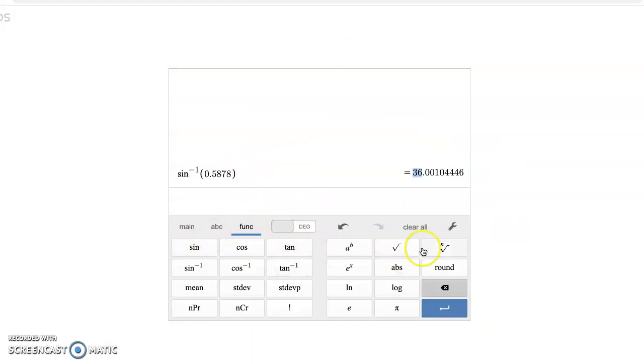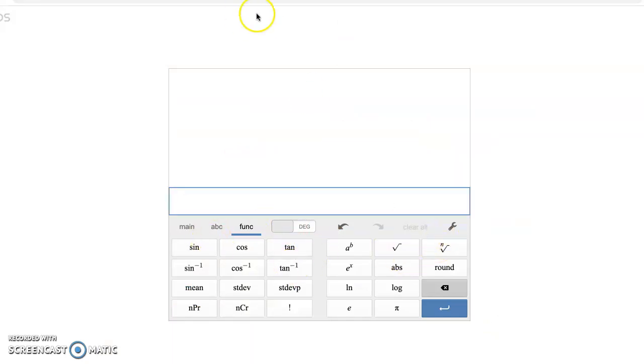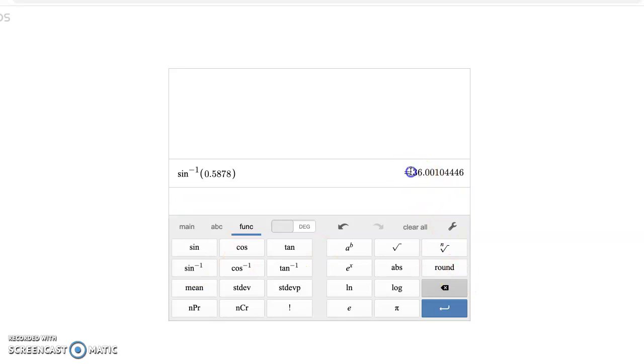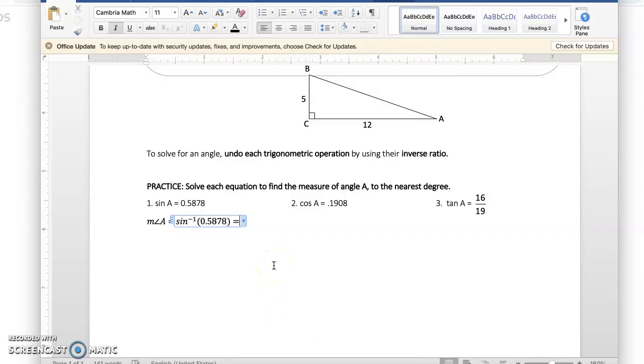Here on this calculator that I have, which I just typed in scientific calculator and went to Desmos, I click on functions and then I hit the inverse sine of exactly what I gave you, 0.5878, and hit enter, and I round to just the nearest degree. I'm going to have the measure of angle A is equal to 36 degrees. And I should put the degree sign, but I'm not inserting that right now.